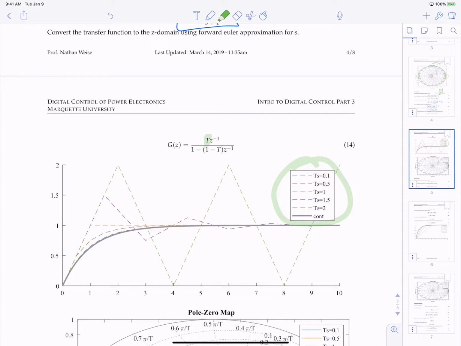I swept from 0.1 to 2. Now the other thing I'll show you here is in gray I have the continuous time response, okay? All right, so first thing I did was 0.1 second sample rate. You can see that blue is pretty much lying right on top of the continuous time response.